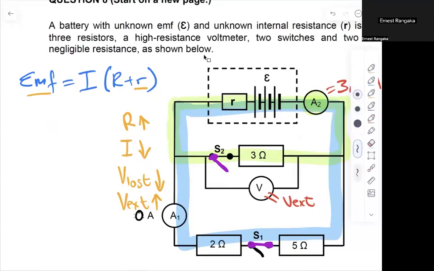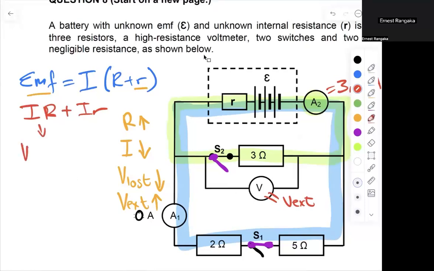Let me actually write it out a little bit more. I capital R plus I small letter r. And what does that give us? I capital R gives me V external. It's the voltage that I have accessible to use across my entire circuit. And then I small letter r is going to be my V lost, my V internal. It's the lost volts inside the battery. It's my cost of doing work. It's the cost of what the battery needs to do internally.